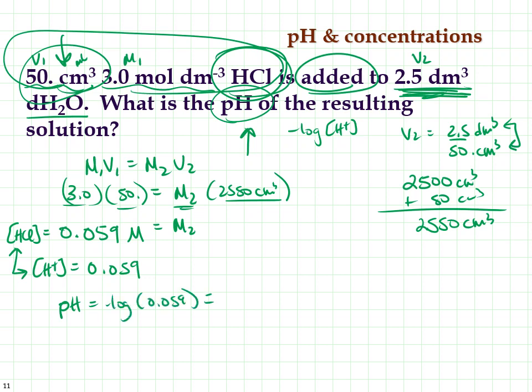So to find the pH, we're going to take the negative log of that number, 0.059. Handy dandy calculator tells me that the negative log of 0.059 is equal to 1.23 with my sig figs. Here's my final answer. The pH of this diluted acid is going to be equal to 1.23. Good.